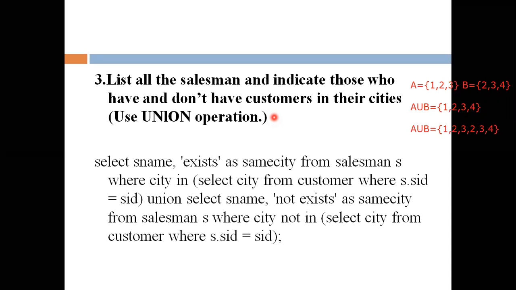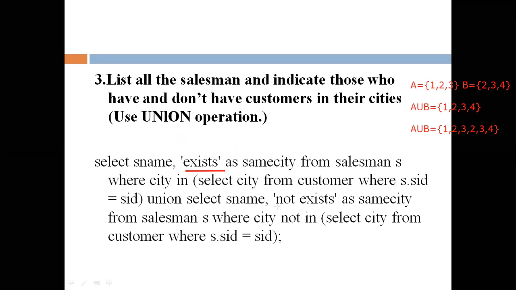If I have five salesmen, and among the five, two have customers and three don't have customers, as a result of this query I'm going to retrieve the information about all five salesmen, not just two or three. I mean those who have customers and those who don't have customers. I'm going to get both. That is why first you can see exists and second you can see not exists.